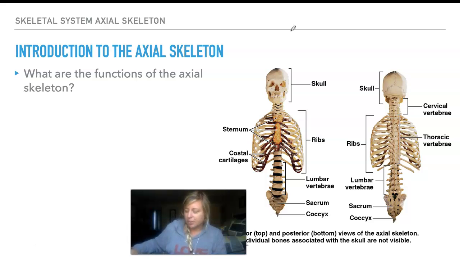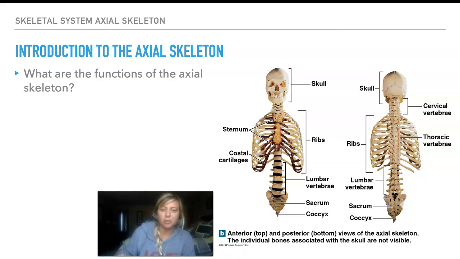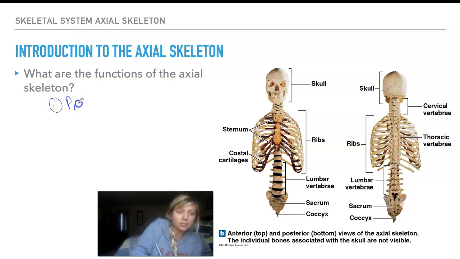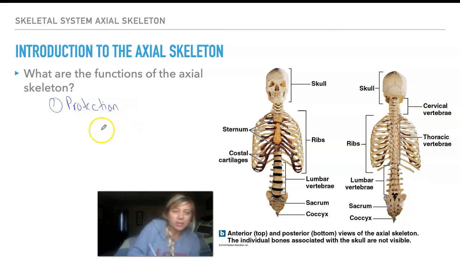The axial skeleton as a whole has some important functions, and some we've already talked about when we talked about the functions of the skeletal system in general. The first one is protection. If you look at the bones that make up the axial skeleton, their job is to protect our most vital organs. Our brain, our spinal cord, our heart, our lungs are all protected by bones of the axial skeleton.